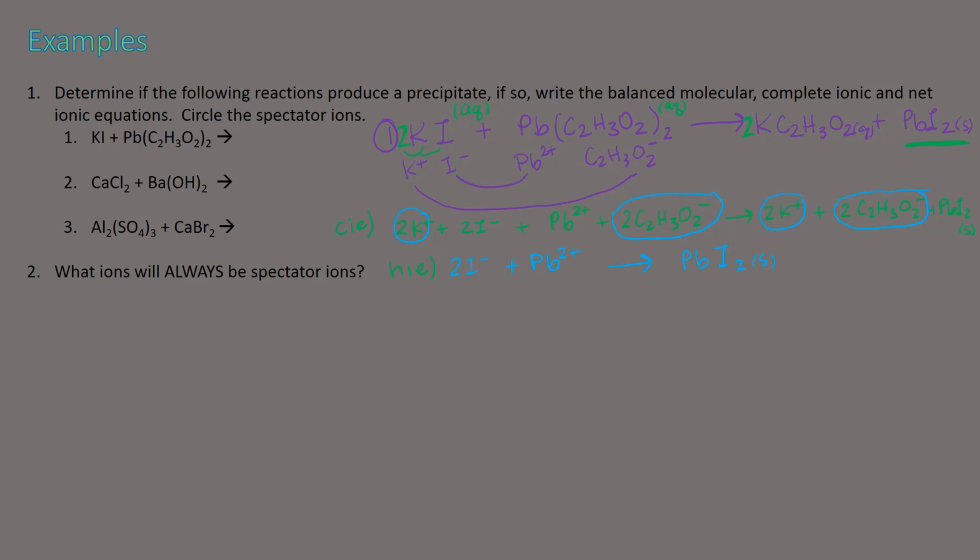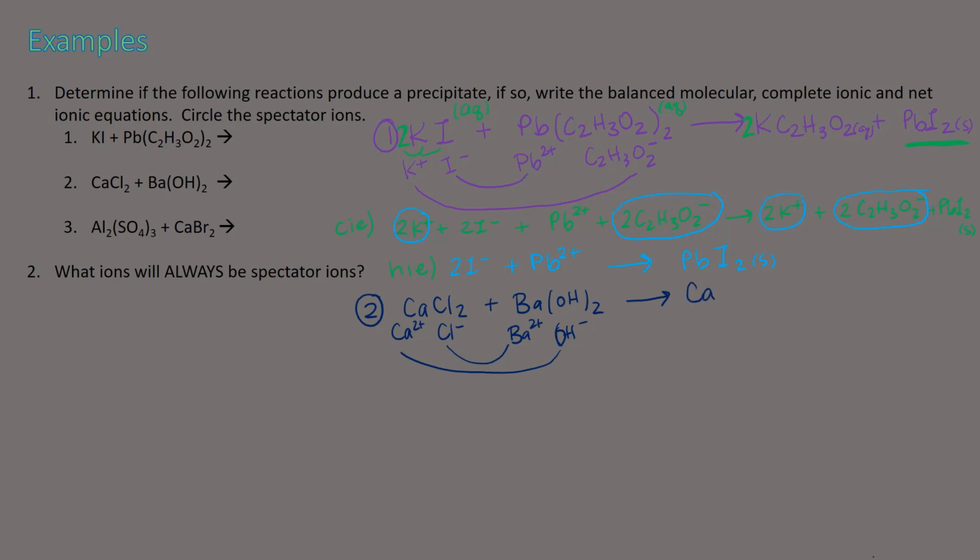And then number 2, okay, we have calcium chloride plus barium hydroxide. Okay, so I need to look at my ions and figure out what I've got going on here. So calcium, chloride, barium, hydroxide. All right, so it's really important that you learn those ions quickly. All right, so outside with outside, inside with inside. Make sure you always put the cations first, the positive ions first.